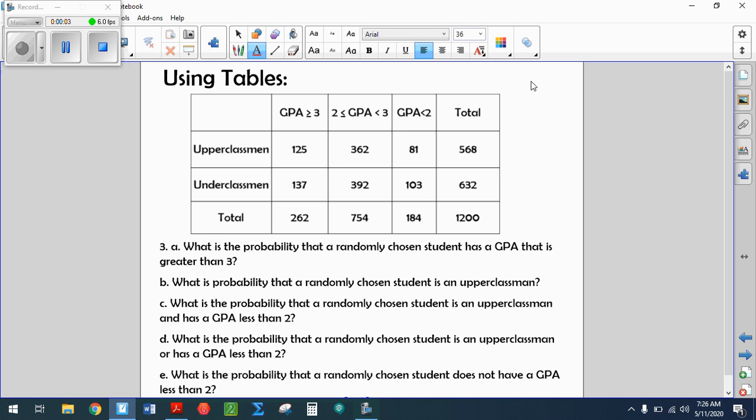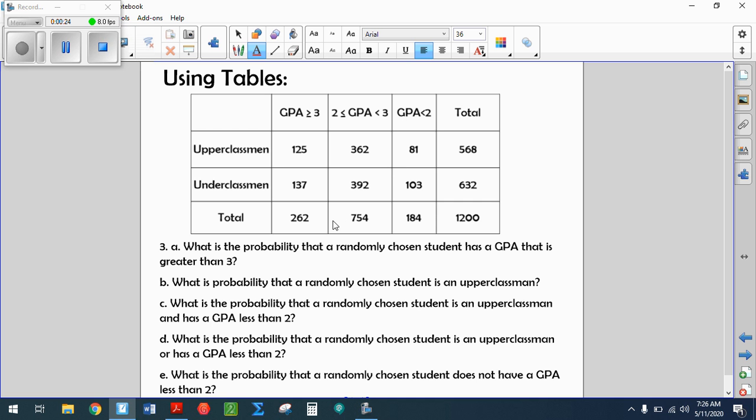In this video, we're going to learn how to use tables to help with probability questions. There's a table here that shows upperclassmen, underclassmen, so juniors and seniors, freshmen and sophomores, total number of students, and GPAs: GPA greater than or equal to 3, between 2 and 3, and then less than 2.